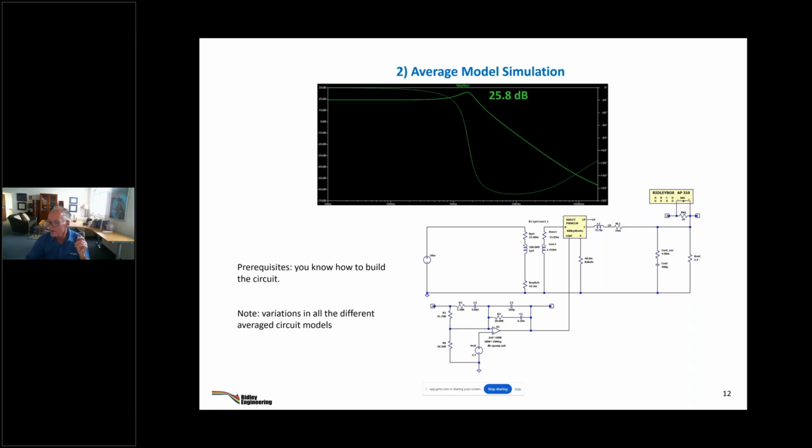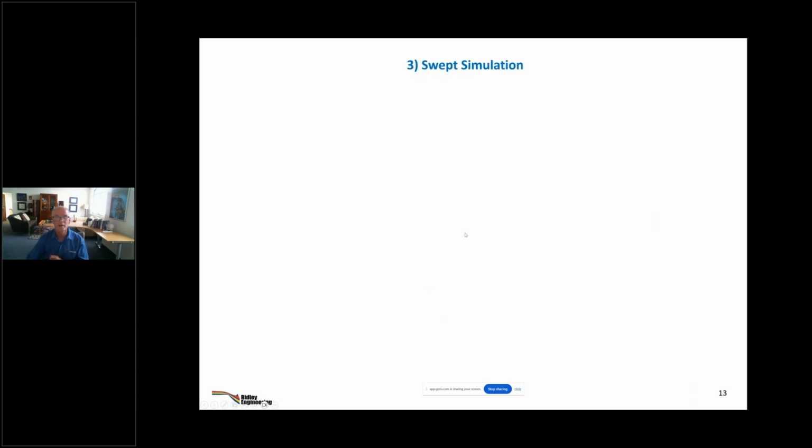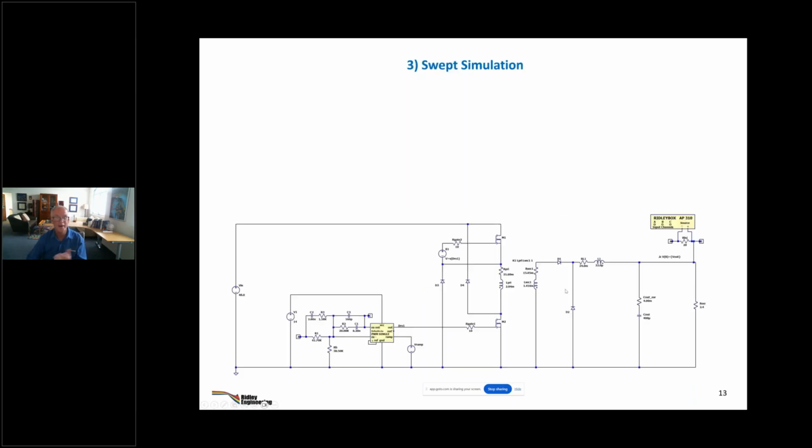Okay. The next way of attacking it is the swept simulation. It's like, okay, I'm going to build this switching model in LT Spice because I want to see my converter waveforms. I want to see the switch current, the inductor current, the capacitor current that's flowing. I want to see the error voltage flowing. So you build this model in LT Spice and you say to LT Spice, hey, let's just sweep that. Let's sweep that with a simulated frequency response analyzer. So let's go ahead and do that. It's going to be a little bit slower now.